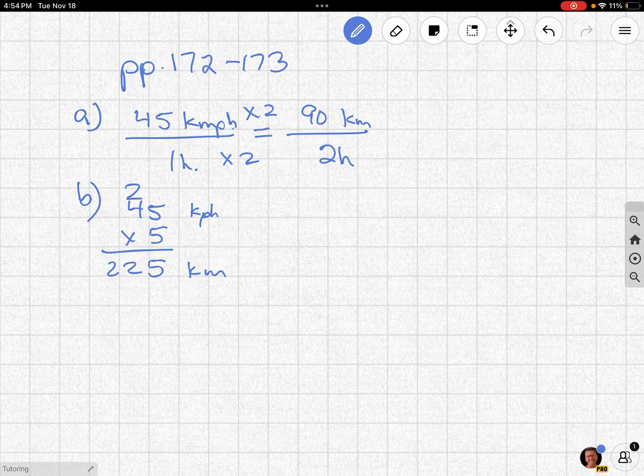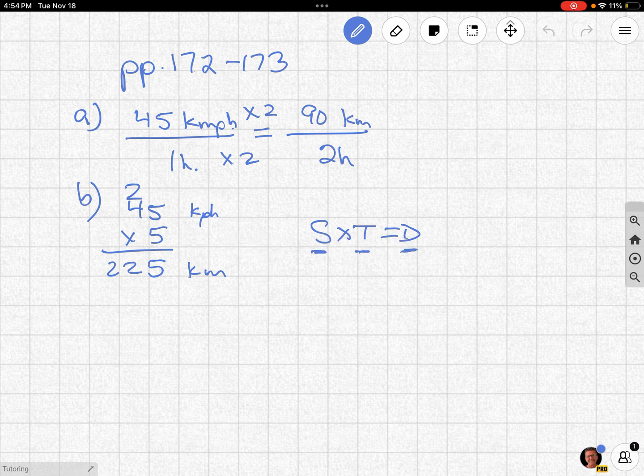Okay, we've done the whole page for 172. And by the way, they have a formula for this. Speed times time equals distance. And the way I remember that is Stinky Tim died. Then you'll remember it in the right order. Speed times time equals the distance.